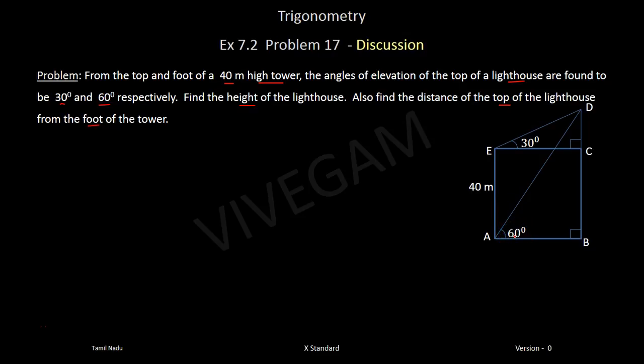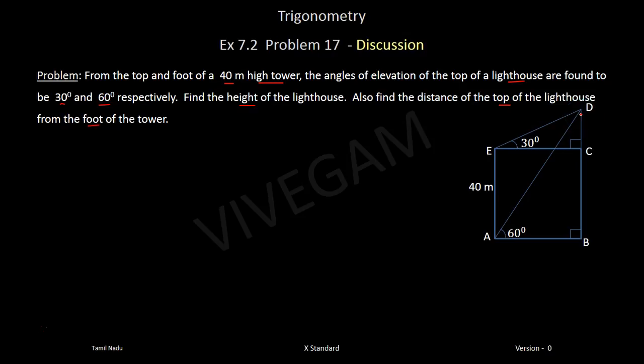Now we are asked to find the height of the lighthouse, and we are also asked to find the distance of the top of the lighthouse from the foot of the tower. This is the foot of the tower, right? So this distance AD also we are asked to calculate. So we need to calculate BD, which is the height of the lighthouse, and AD, which is the distance between the top of the lighthouse and the foot of the tower. So these two, AD and BD, we need to calculate.